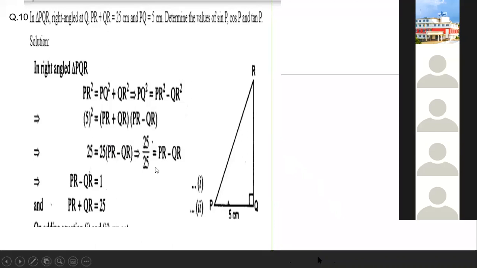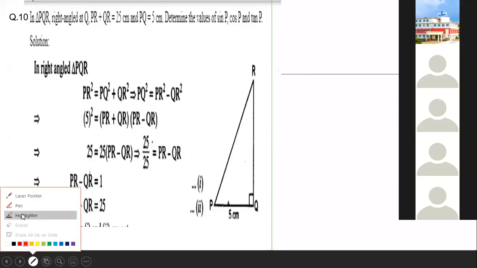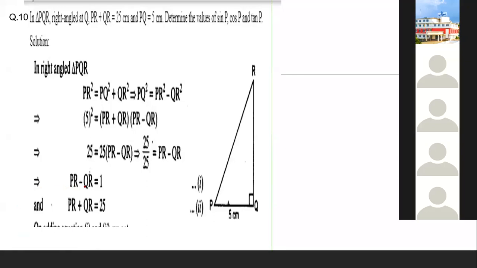Okay. Now this I'll call as equation 1. And the given data, PR plus QR, I'll call this equation 2. If I'm adding both, minus QR and plus QR will get cancelled, right? These two will get cancelled. Then PR plus PR is 2 PR, and 1 plus 25 is equal to 26 we are getting.